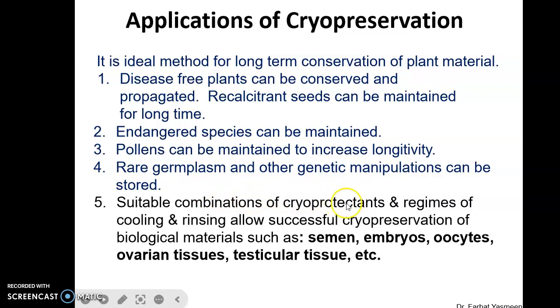Suitable combinations of cryoprotectants and regimes of cooling and rinsing allow successful cryopreservation of biological materials such as semen, embryos, oocytes, ovarian tissues, testicular tissues, etc.